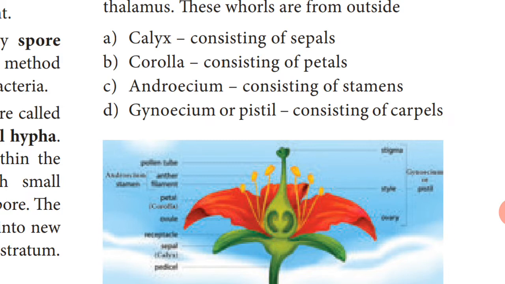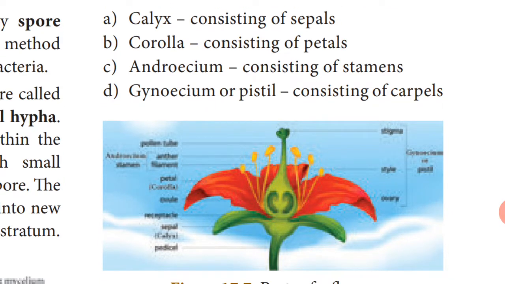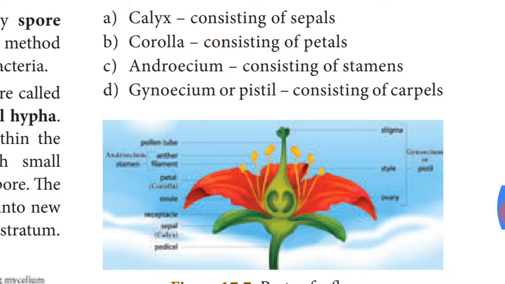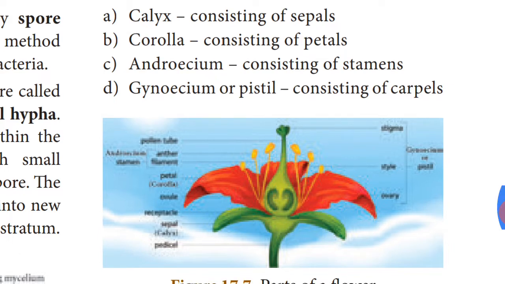The sepals together are called calyx. The petals together are called corolla. The stamens together are called androecium. And the carpels together are called gynoecium or pistil. So calyx, corolla, androecium and gynoecium are the parts of a flower.